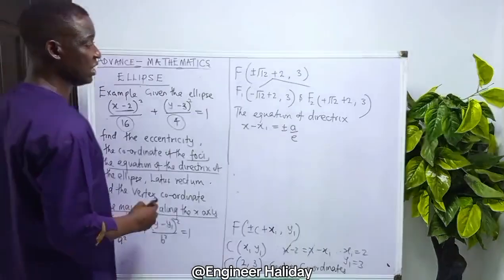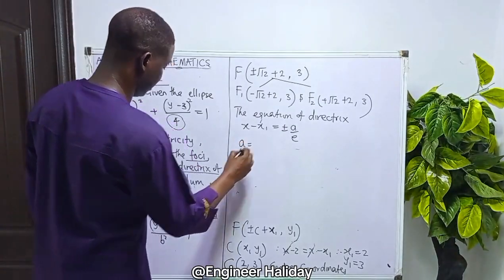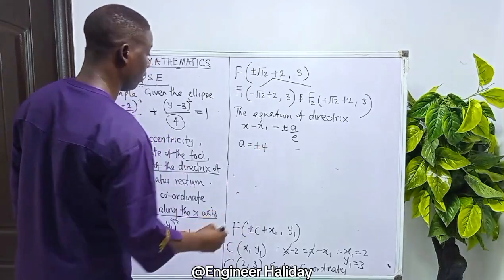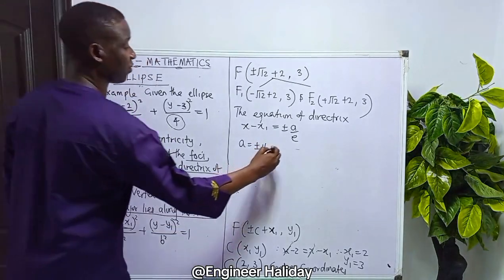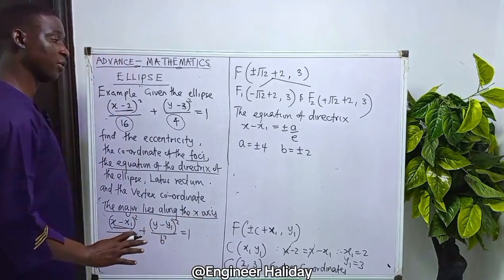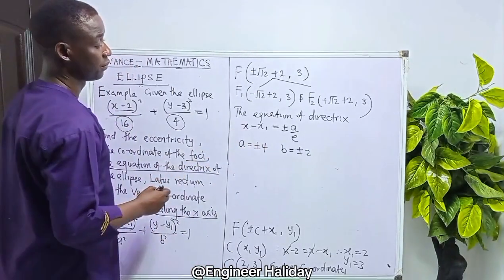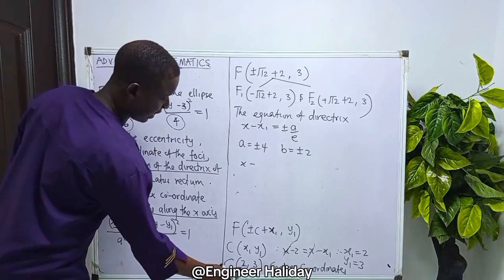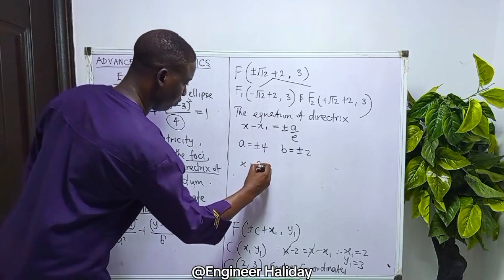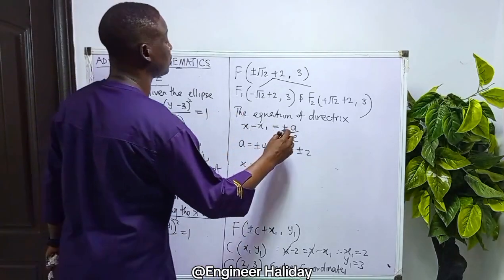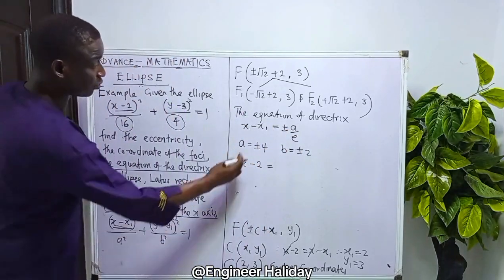Now what is our a? We have gotten a, which we derive from here, as plus or minus 4, and we have gotten our b as plus or minus 2. I've gotten that one before. Now what we need is a. So what we're going to do is x minus, what's our x1? Our x1 is this 2. Now if it lies on the y-axis, this equation will change, because this one lies on the x-axis. That's why it's x minus.